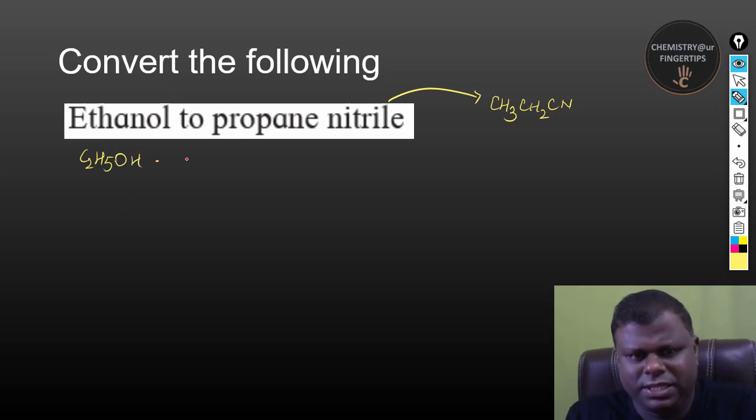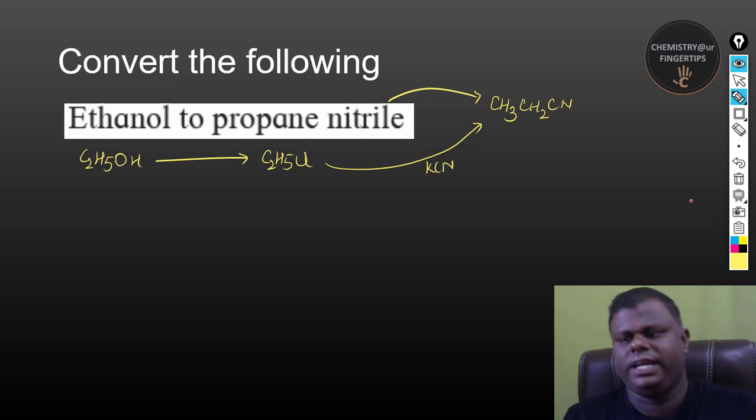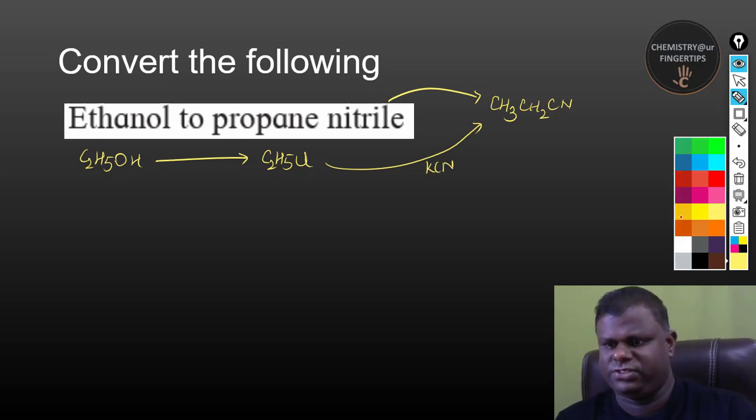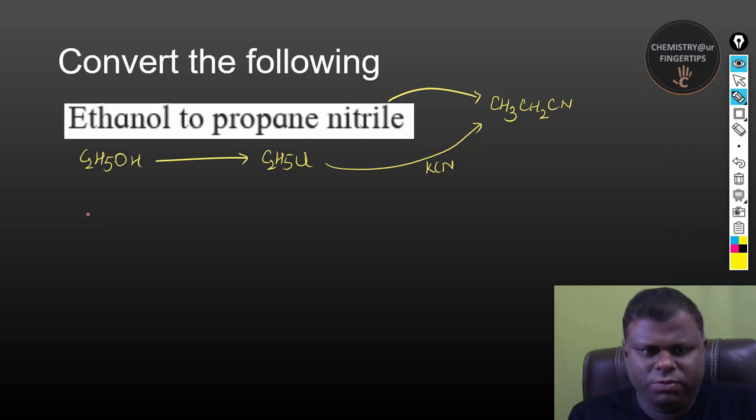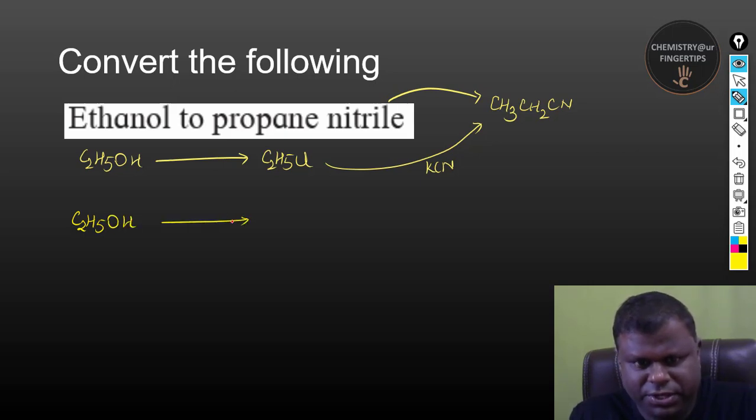It's pretty much simple. This has to be converted to C2H5Cl, and then you can use alcoholic KCN and move on with the reaction, correct? So now let's see what exactly we are going to do here. You have C2H5OH. This time I'm going to use SOCl2.